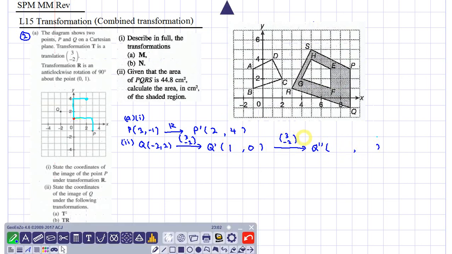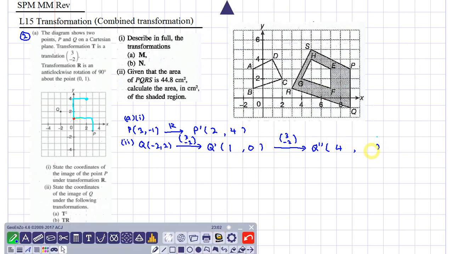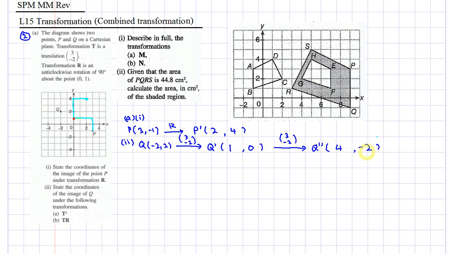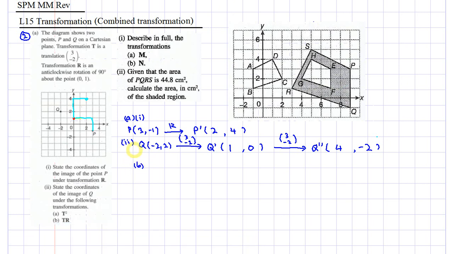1 plus 3, you get 4. 0 minus 2, you get -2. Okay, so how about this one, TR? This is part B, this one is part A, T squared.